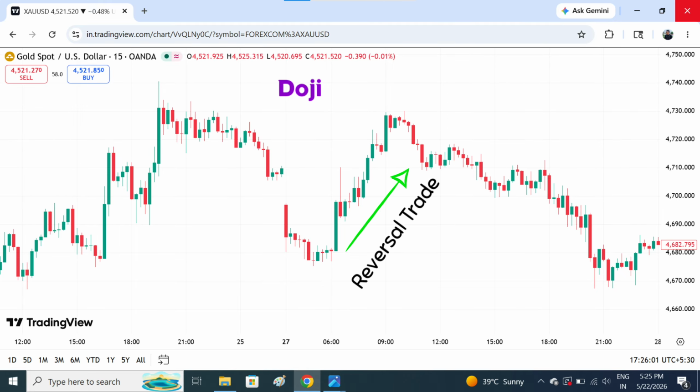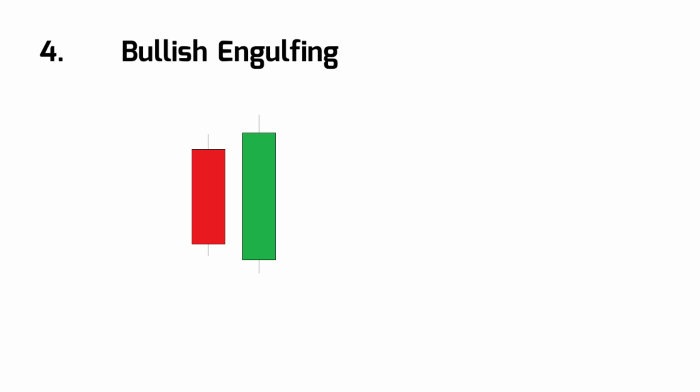So if you want to take a reversal trade based on a Doji pattern, then confirmation from the next candle becomes very important. And one more important thing, the Doji pattern becomes much stronger when it forms near an important support or resistance level. Now let's talk about a very powerful pattern, that is bullish engulfing.